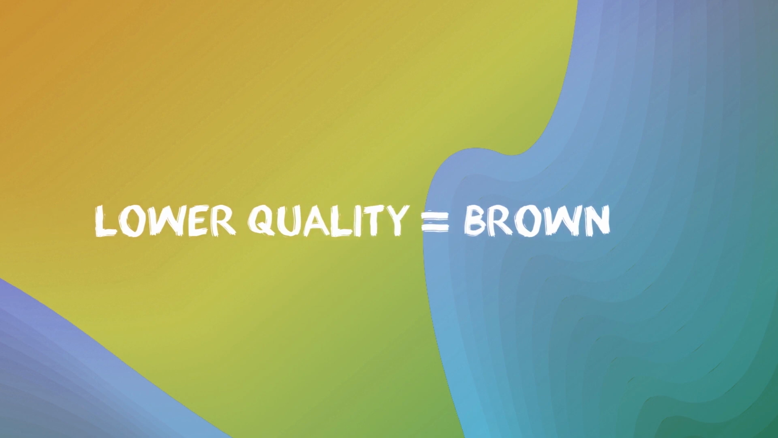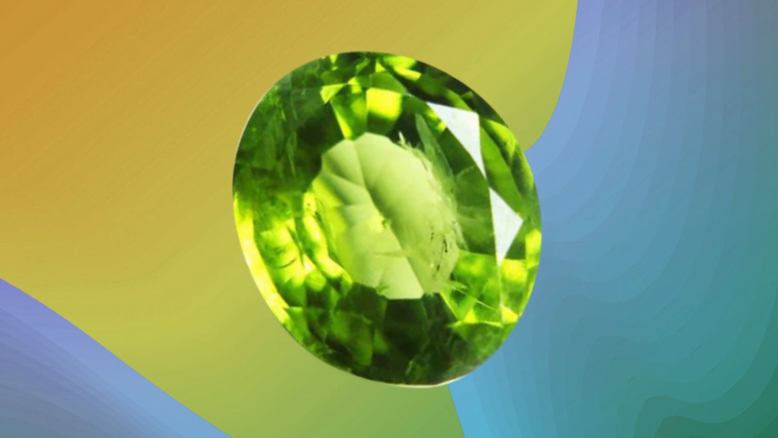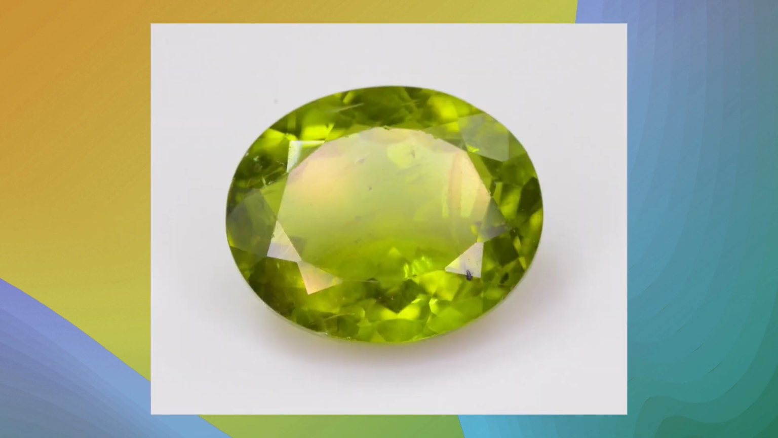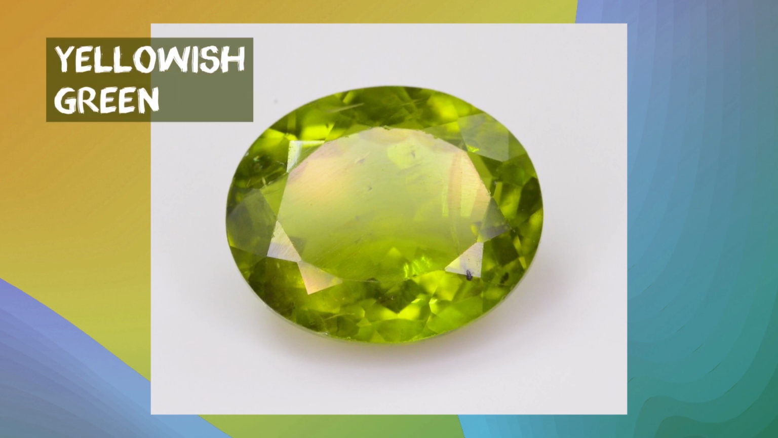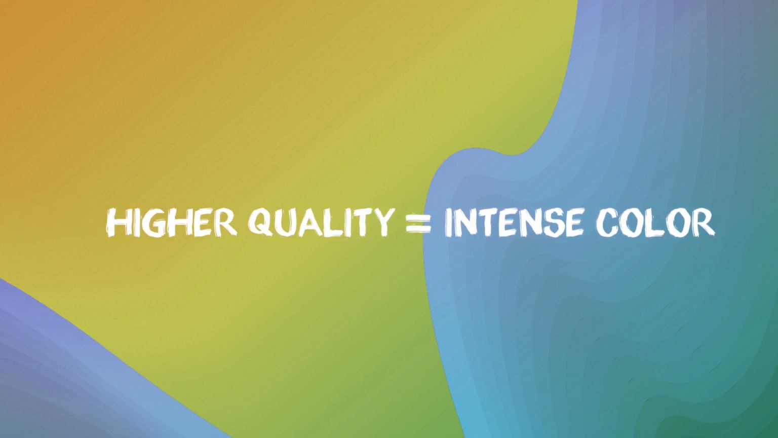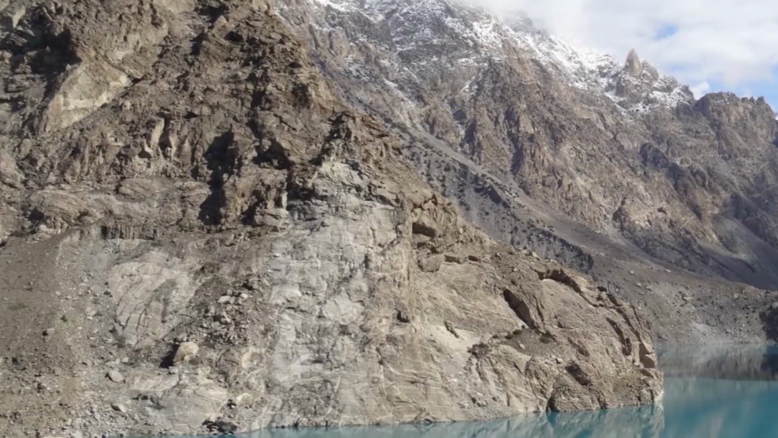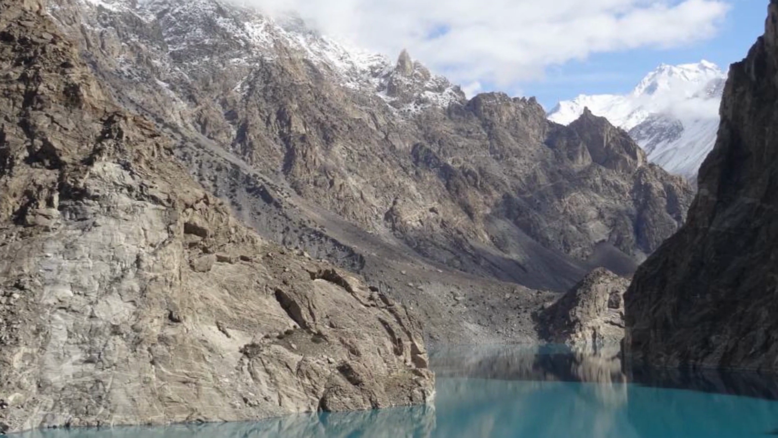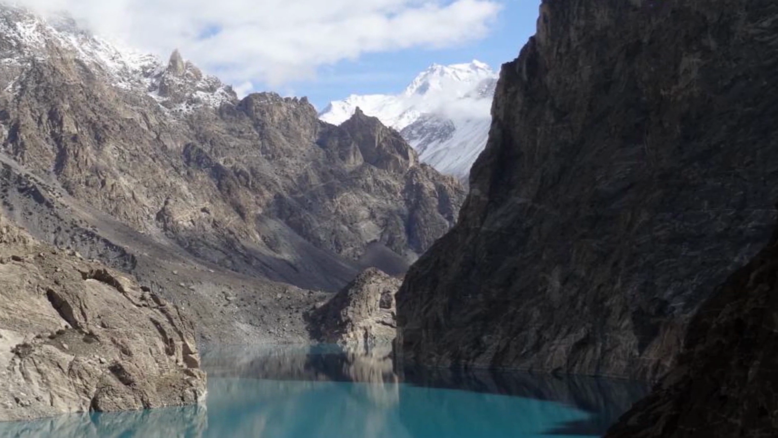Lower quality Peridot is brownish. Pure green stones are very rare, and most Peridots are more of a yellowish green. The higher quality stones have an intense color, and most of the stones with the finest colors come from Myanmar and Pakistan. And this piece of Peridot rough has great color, and it came from Pakistan.